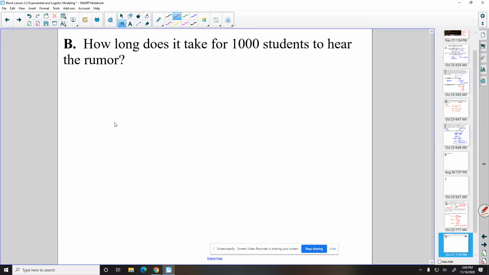Next question, and actually this is the last one in our lesson. This is a short one. How long does it take for 1,000 students to hear? So 1,000 is going to be, in this problem, S of t. So that's what you're going to set your equation equal to, and you're going to be finding the value of t.